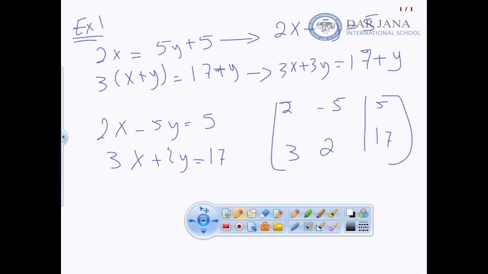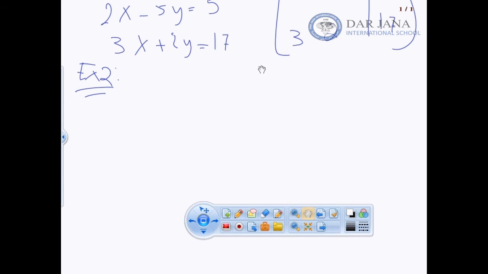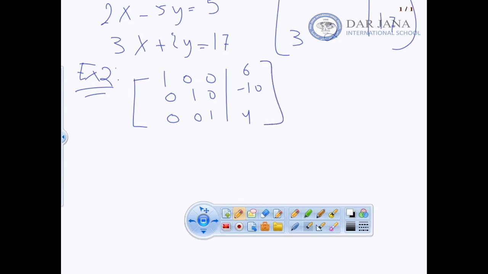Let me give another example. Example 2. In this example, I will give you the augmented matrix, and we will change it to a system of equations. So let's take this augmented matrix: 1 0 0 0 1 0 0 0 1, 6, negative 10, and 4. Okay, I need to convert it to a system of equations.